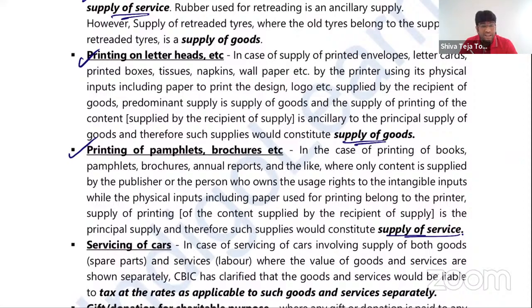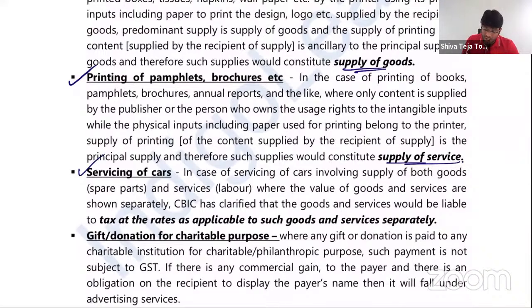Friends, I hope I'm understood by everybody. Yes, next. Servicing of cars. In case of servicing of a car involving supply of both goods and services, where the value is shown separately, CBIC clarified. What is CBIC? Central Board of Indirect Taxes and Customs. They have clarified that goods and services would be liable to tax at the rate applicable to such goods and services separately. So we will charge them to tax separately at separate rates of tax.